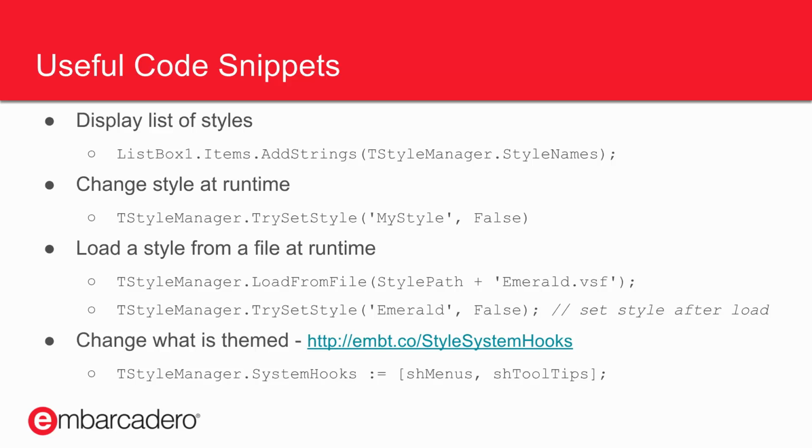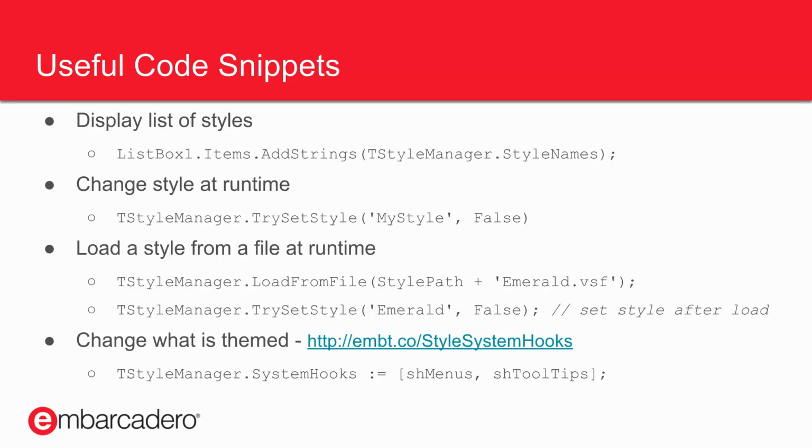There's a few useful code snippets here. If you want to display a list of styles, really what you're doing is you're using the Style Manager style names, which is an array of styles, and you're adding it to a list box. Don't necessarily have to add it to a list box, but that's just a simple example.